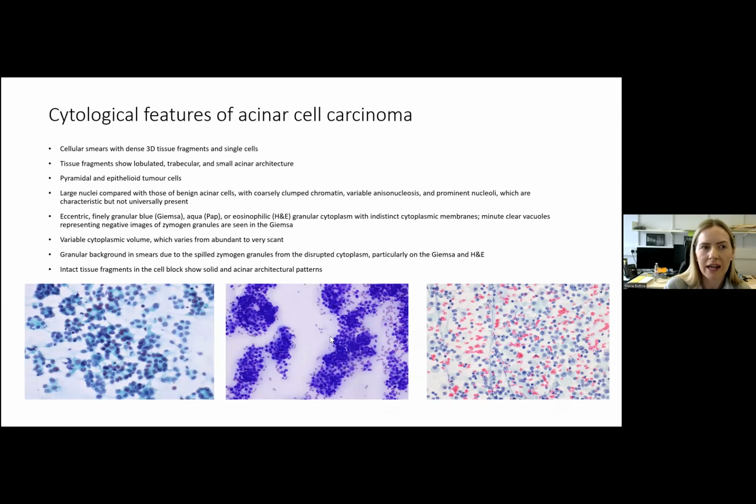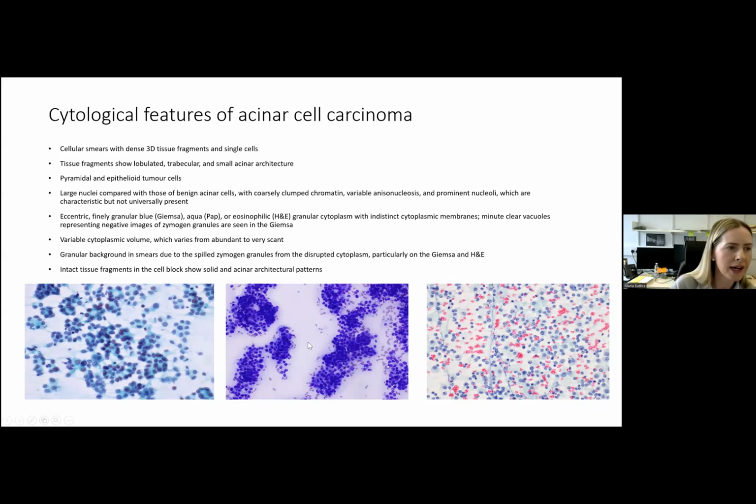Finishing off with acinar cell carcinoma. So again, this is a rare non-ductal malignant tumor of the pancreas, but essentially what we see here is a predominance of an acinar neoplastic process, and it's neoplastic in that it's very monotonous. So you're just seeing acinar cells, which are highly atypical, so different to what our normal acinar cells look like.